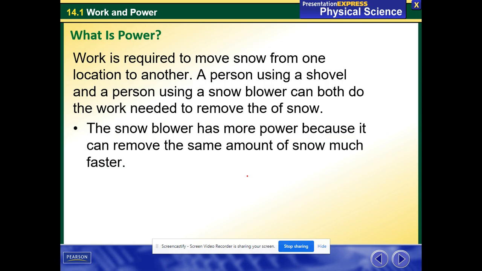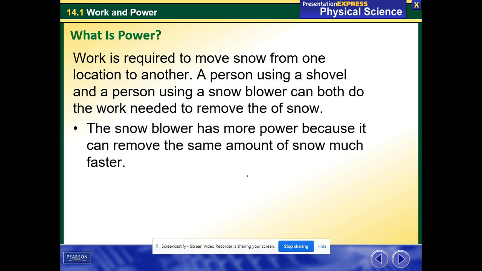The best example that the book gives, and I like this example quite a bit, is talking about shoveling snow versus snow blowing snow, especially with all the snow that we've had this winter. Work is actually required to move snow from one location to the other because we're covering a distance and we're applying a force. A person shoveling snow with a shovel or a person using a snowblower can both do the work of moving the snow. However, when it comes to power, one is obviously more powerful than the other. And you guys can probably agree, and that is the snowblower.